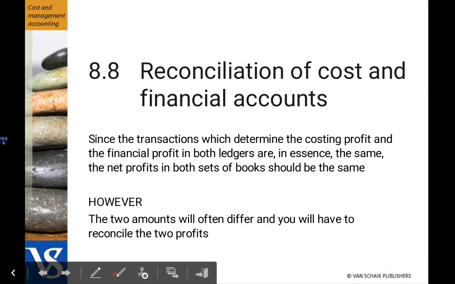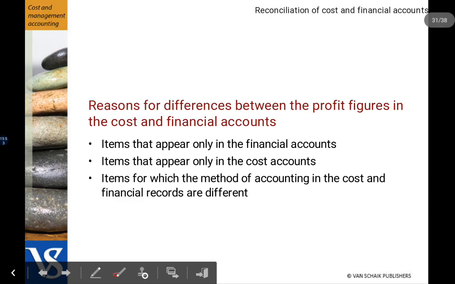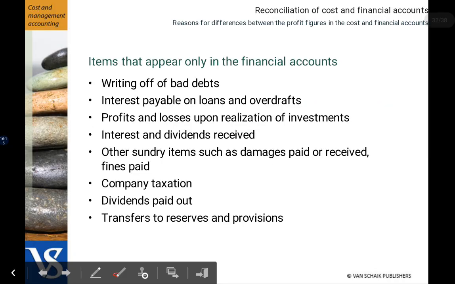Although in essence you are supposed to have the same net profit in both sets of the books, it happens that you've got differences that need you to do the reconciliation. These are the reasons why we've got those differences. Sometimes you may find items that appear only in the financial accounts, items that appear only in the cost accounts, and also items for which the method of accounting in the cost and financial records is different. That again requires us to do the reconciliation.